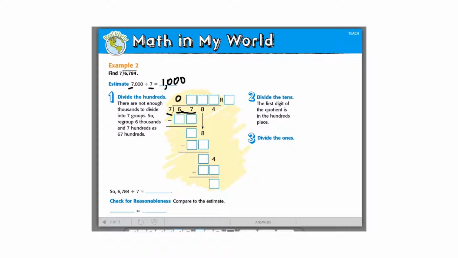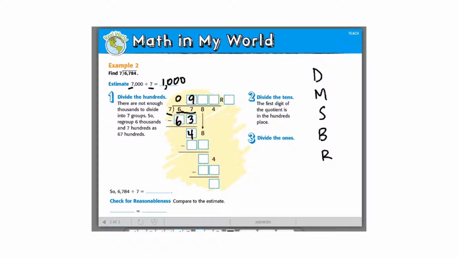Anybody know how many times that fits? How many times will 7 fit into 67? Hamza, how many times? 9 times. And what does that equal? 63. Then when I subtract, I get 4. Bring down my 8. So remember, I'm still following the divide, multiply, subtract, bring down, repeat. Still the same steps as it was from the very beginning of this chapter.